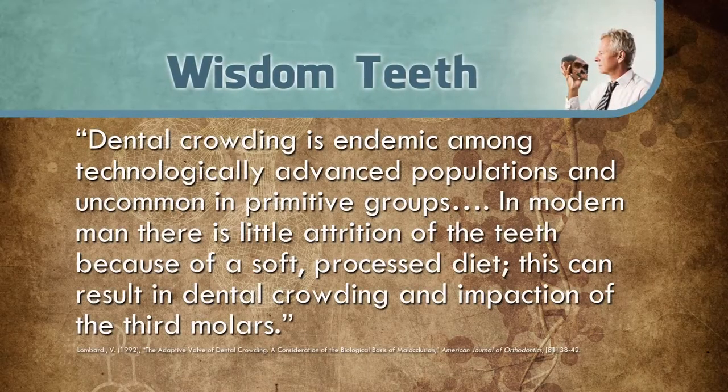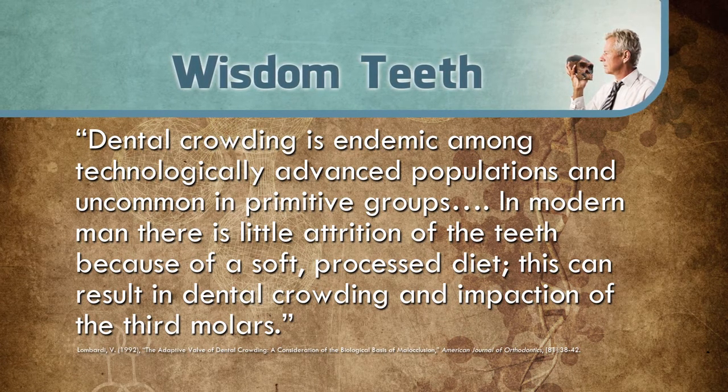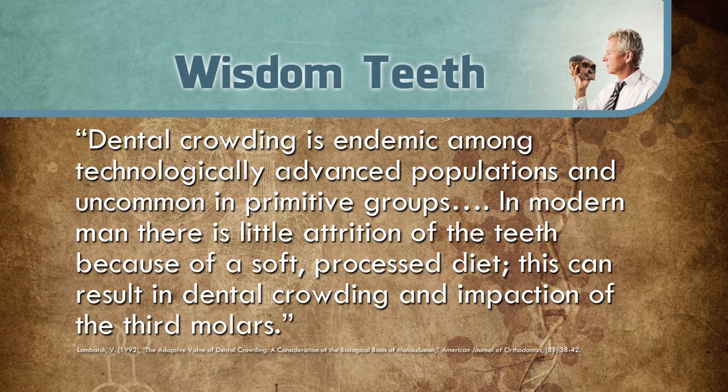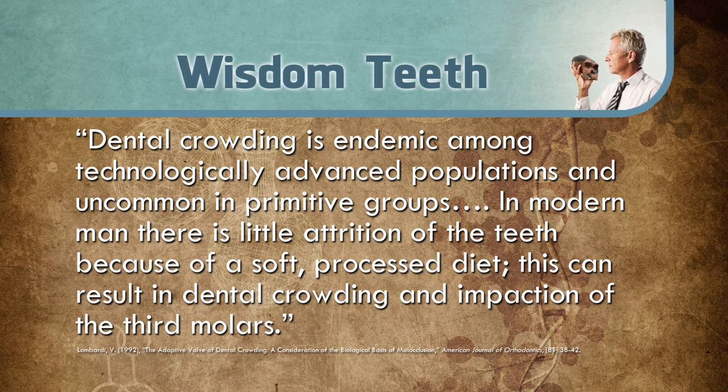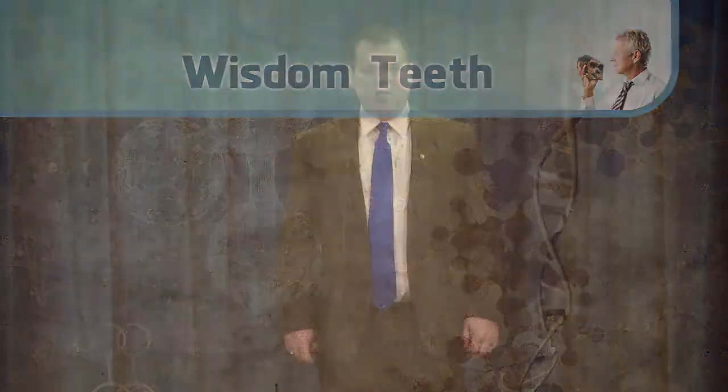Scientists have discovered that the dental crowding that causes the impaction of the wisdom teeth is significantly affected by a society's diet. Lombardi, writing in the American Journal of Orthopedics, said, "Dental crowding is endemic among technologically advanced populations and uncommon in primitive groups. In modern man, there is little attrition of the teeth because of a soft, processed diet. This can result in dental crowding and impaction of the third molars." So Western diets cause dental crowding and the impaction of the third molars, or the wisdom teeth, not evolution from some ape-like ancestor. Wisdom teeth are not vestigial organs.